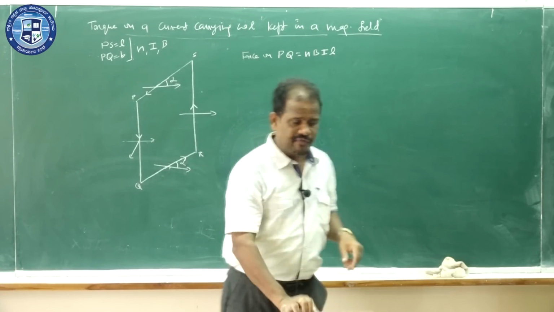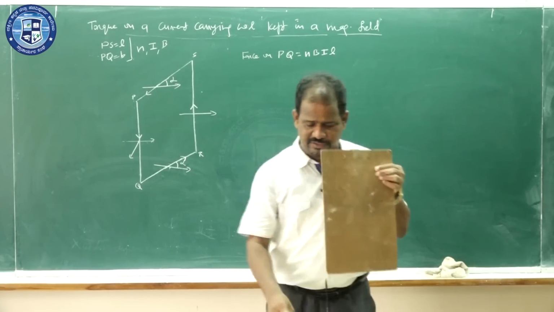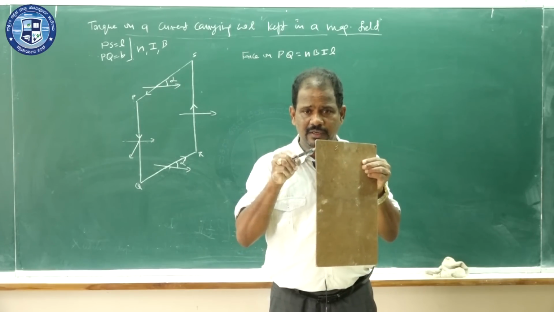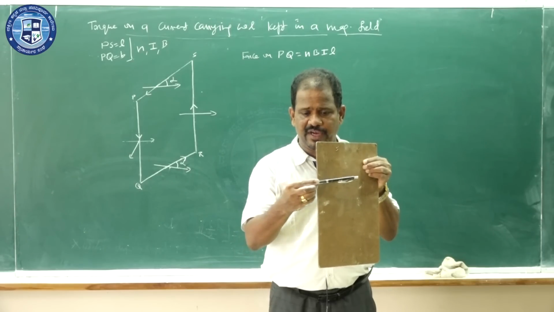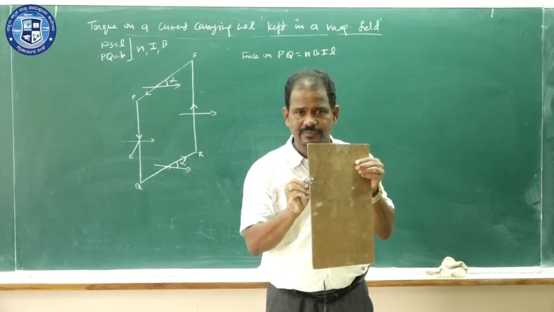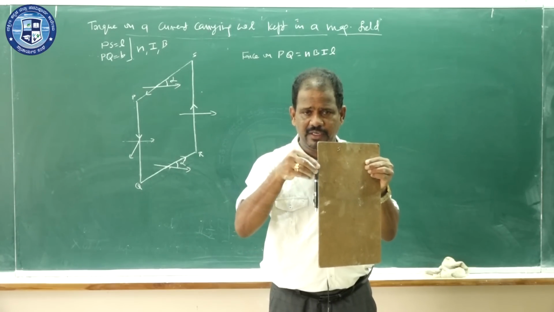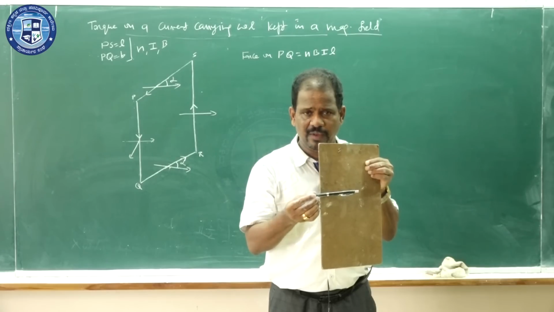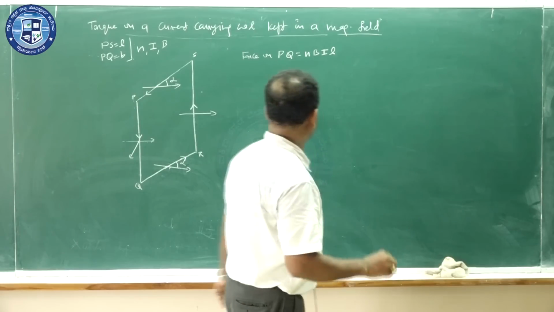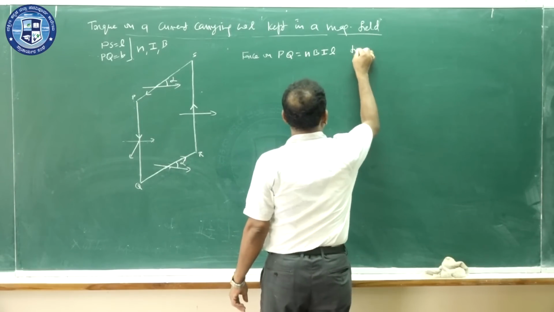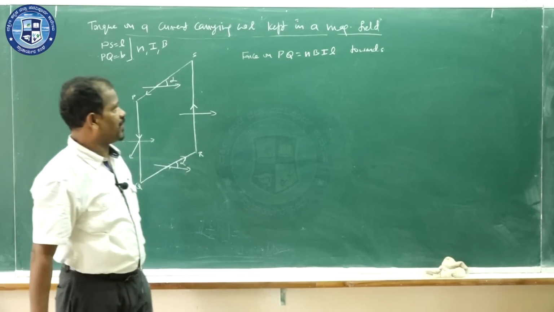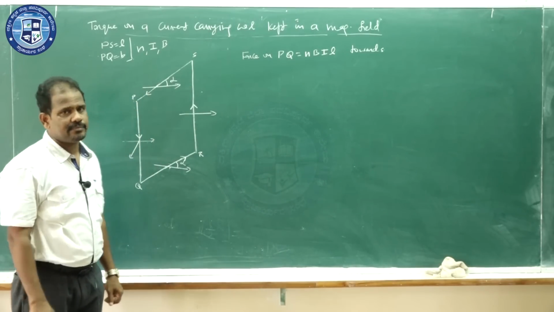That means if I am keeping the coil like this, here the current is going vertically down. Magnetic field like this. This is the direction of the force. Current is going vertically down. This is the direction of magnetic field. This is the force. So force is towards the observer, towards you. Force on PQ, NBIL towards you.